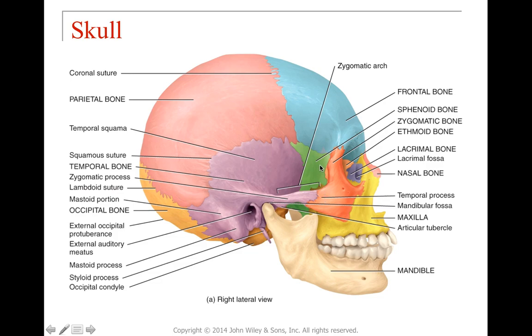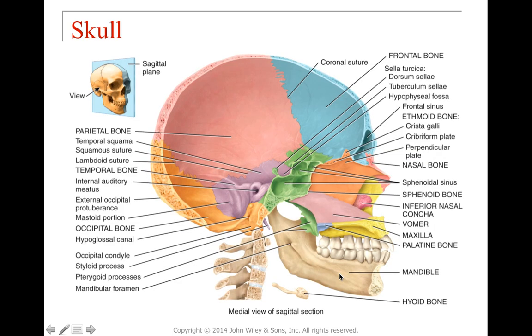Here we have our sphenoid bone, shown in green. The zygomatic bone shown in a darker orange, ethmoid bone in a lighter orange, and then the lacrimal bone, again, this is going to be associated with lacrimal ducts or your tear ducts. This is going to be the region that's associated with the inner part of your eye. And then here's your nasal bone. Behind that will be your vomer that you can't see right here. Again, the maxilla and the mandible.